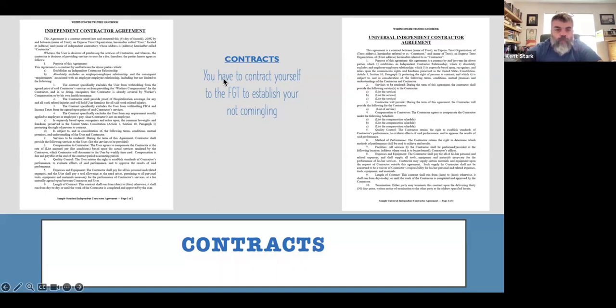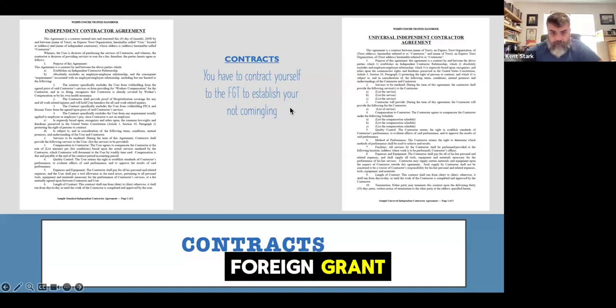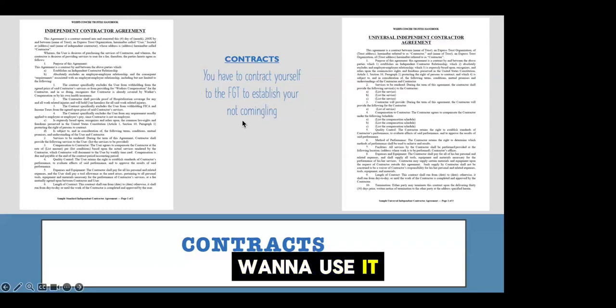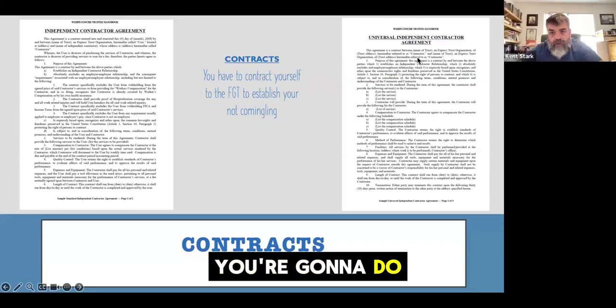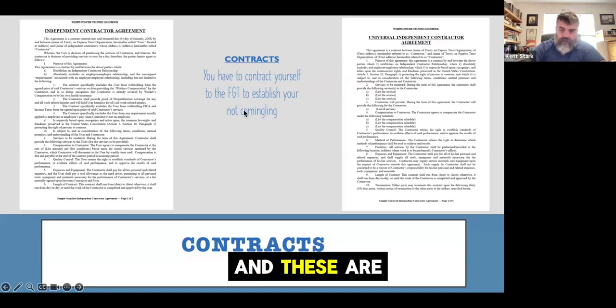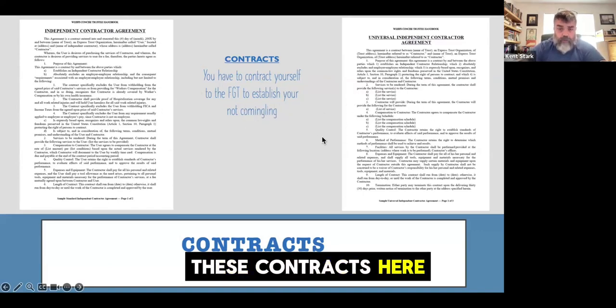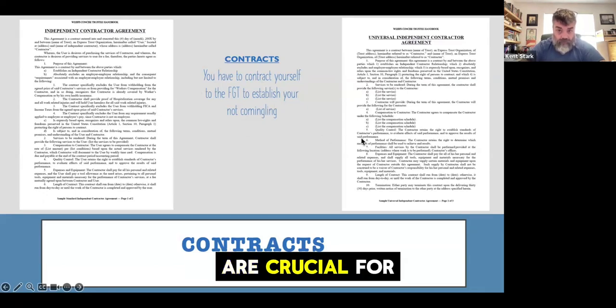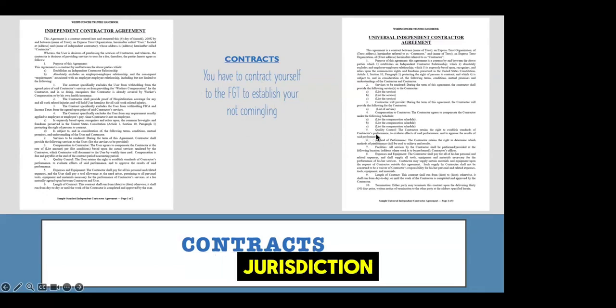Or let's just say that your foreign grantor trust owns a vehicle, but you want to use it for Uber. Okay. So if you want to use it for Uber, you're going to do a contract here that leases the vehicle to you for the purpose of Uber. Okay. And so that's what that is. And these are very important. These contracts here between you and the trust are crucial for you not being roped into jurisdiction. Okay.